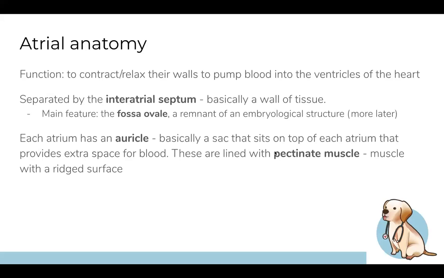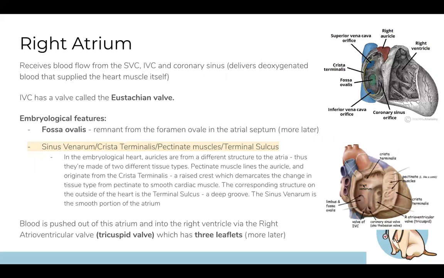And these are lined with something called pectinate muscle. So this is muscle with a ridged surface. So the reason why that's important is because, as you can see in the normal atrium, that's quite smooth, right? But here, where it was the auricle, it's ridged, not rigid, it's ridged with pectinate muscle. So that's just because of different embryological origin, and we'll come back to that later.